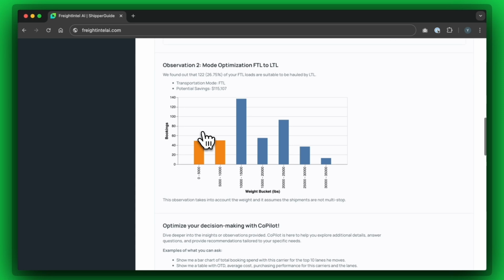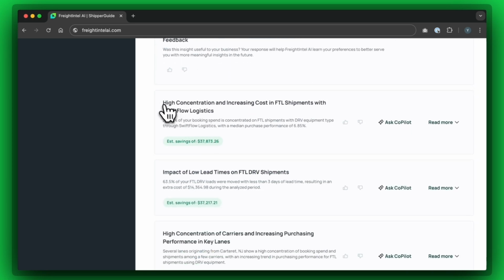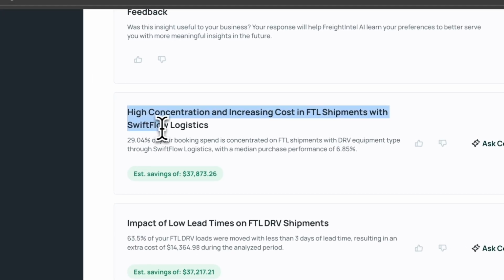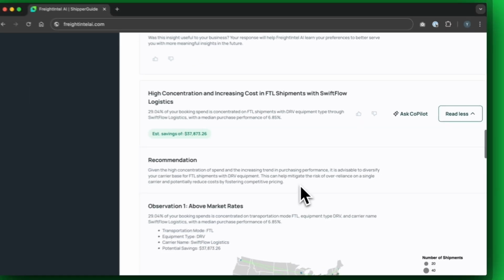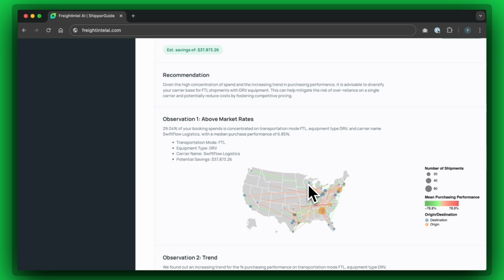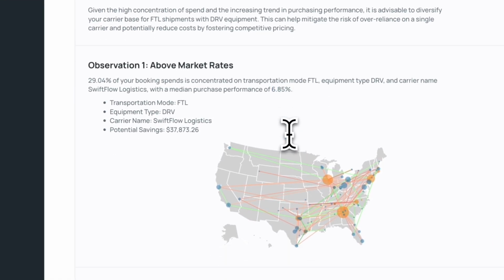Moving on to the second insight, FreightIntel AI shares that the shipper may have been running inefficiently with swift flow logistics, and that their costs are almost 7% over the market rate. Now let's review the observations that created this insight. The first observation shows a map of all the lanes the shipper has moved with swift flow and shows which lanes are higher than market rate and those that are below market rate.